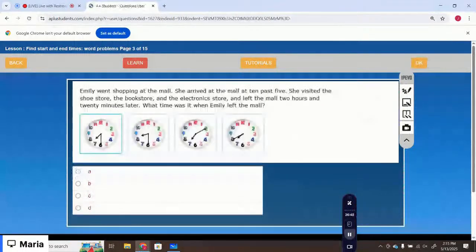Emily went shopping at the mall. She arrived at the mall at 10 past 5. She visited the shoe store, the bookstore, and the electronics store, and then left the mall 2 hours and 25 minutes later. What time was it when Emily left the mall?